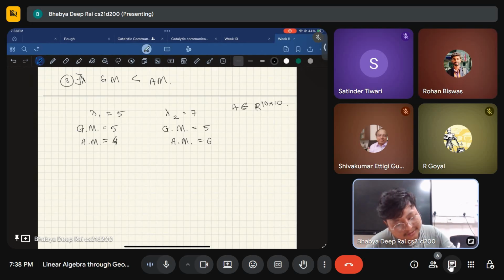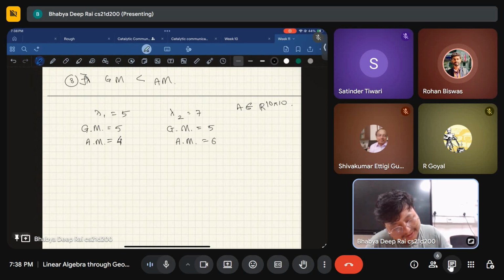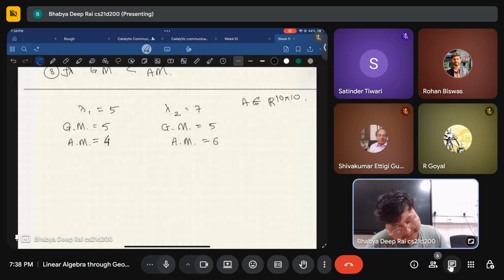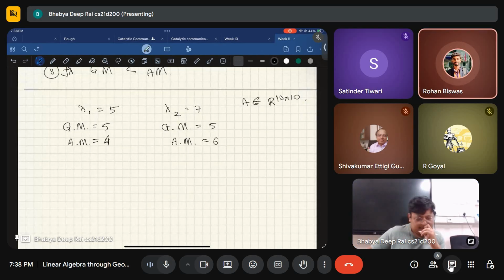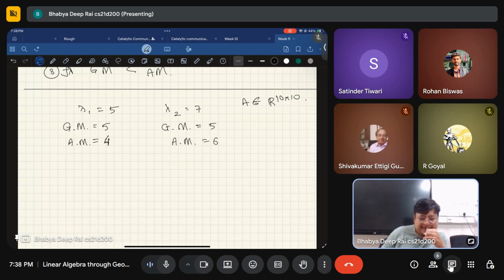Okay. Yeah, that's a good question. So you want to say what is the contradiction? So if your algebraic multiplicity is larger than the geometric multiplicity, geometric multiplicity is just the vector space that is spanned by the eigenvectors.